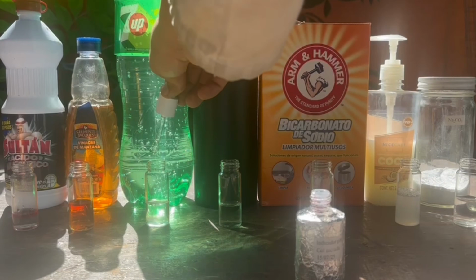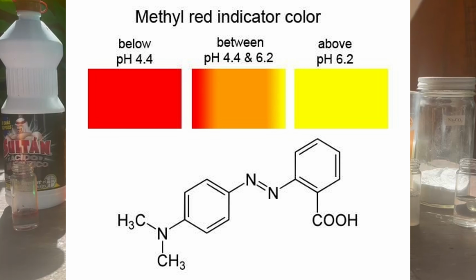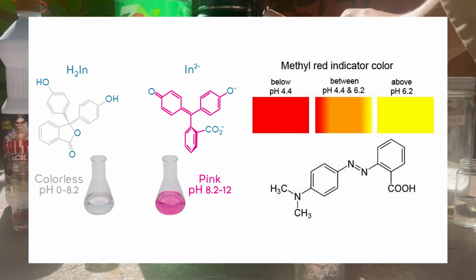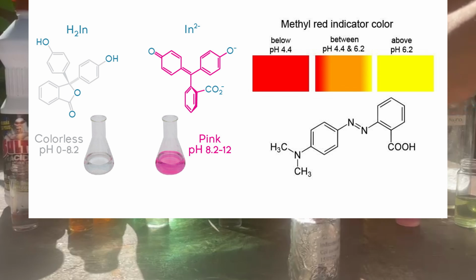For example, common indicators such as phenolphthalein and methyl red are used to indicate pH ranges of about 8 to 10 and 4.5 to 6 accordingly. In this range, phenolphthalein goes from colorless to pink, while methyl red goes from red to yellow.